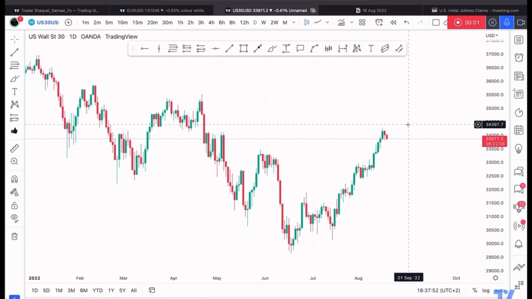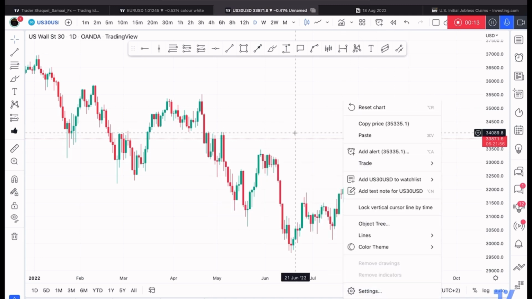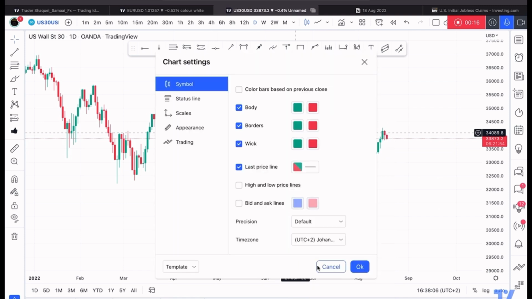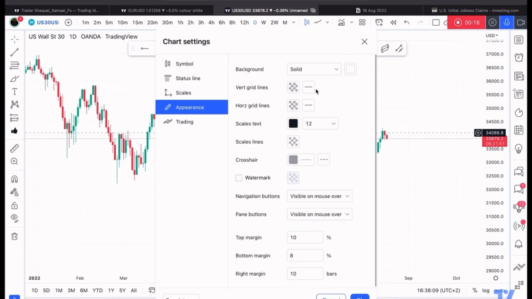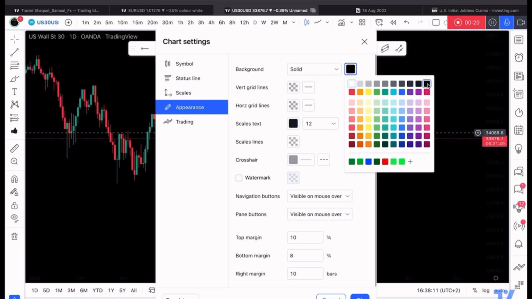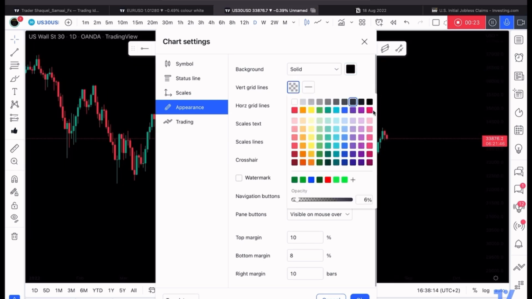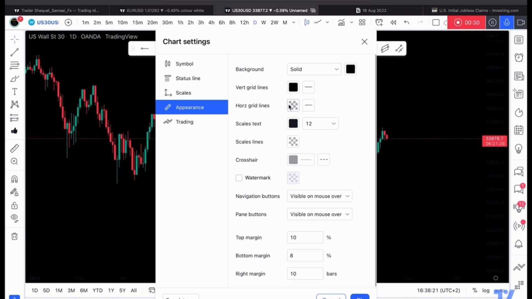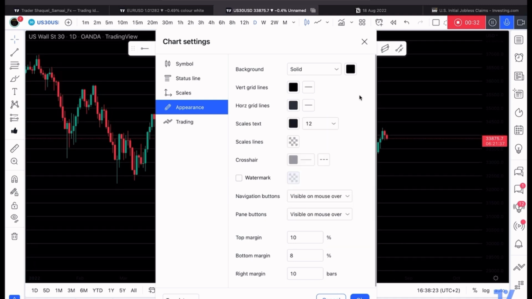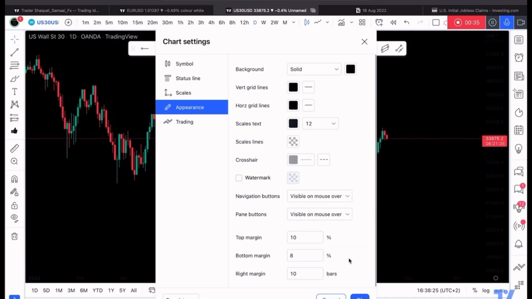Okay, with setting up TradingView, you will see that your chart will more or less look like this, right? And a key point to note is that when setting up your TradingView, you want to have it as clean as possible. So what you're going to do is right click, settings, and then go to appearance. You can make this black right there, solid. Make this black. You can make this black over there. Make that black as well if you want to. It's all up to you. This is not necessarily a must.